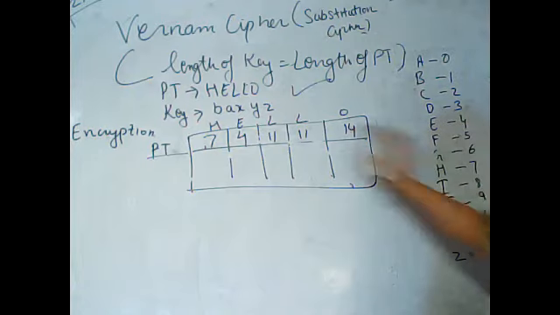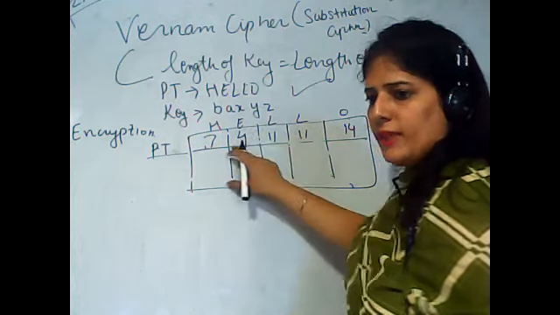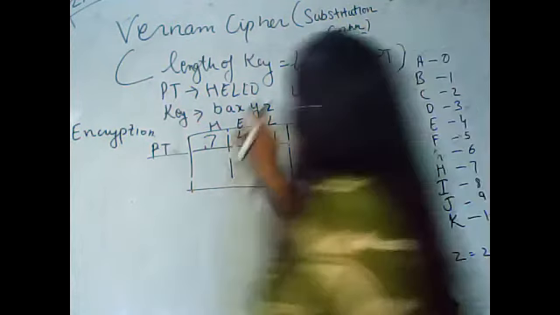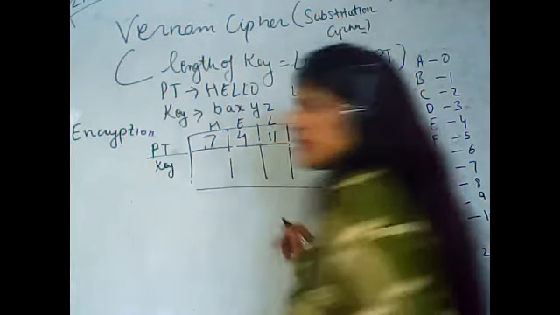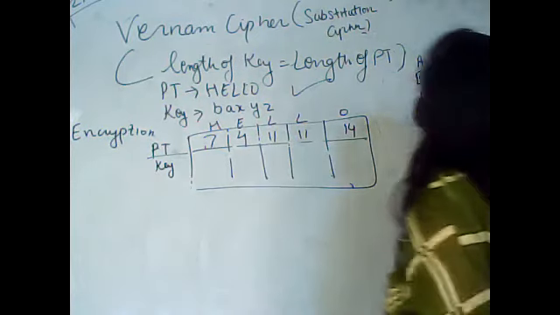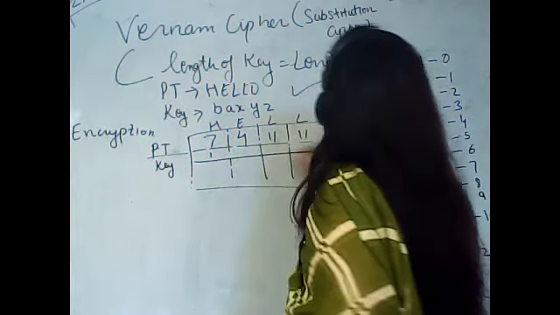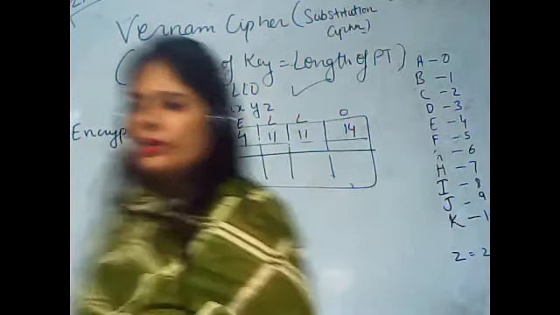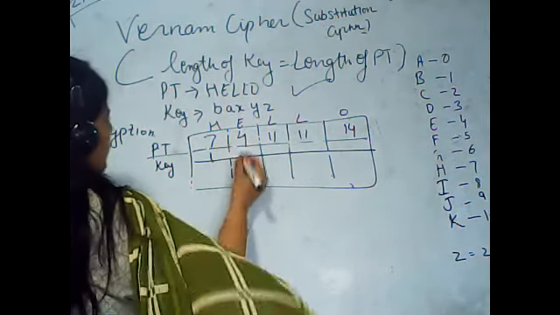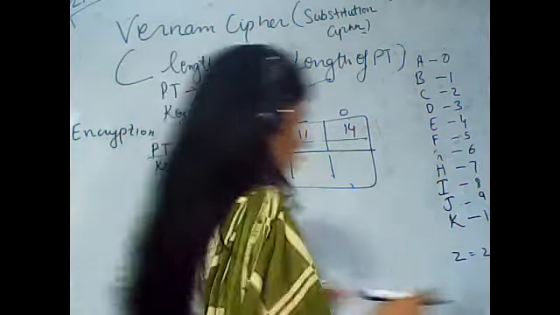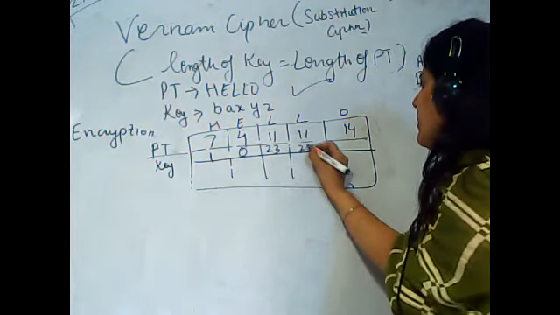From this chart, I have substituted the values of this alphabet set by its numerical values. Now the key, what is the key given to us? That is B, A, X, Y, Z. Okay, so what value of B do we have? 1. A we have as 0. What is the value of X? 23. Y will be 24.